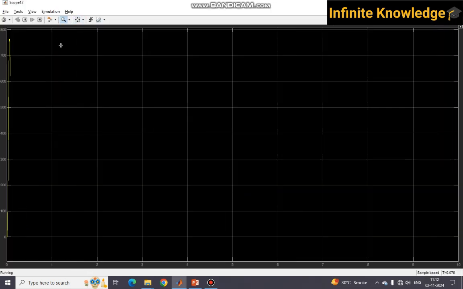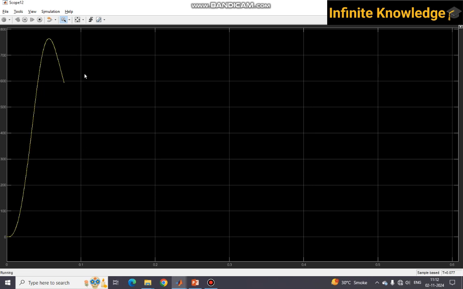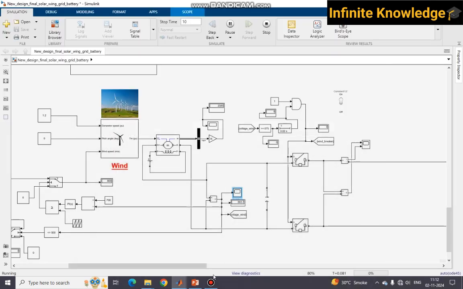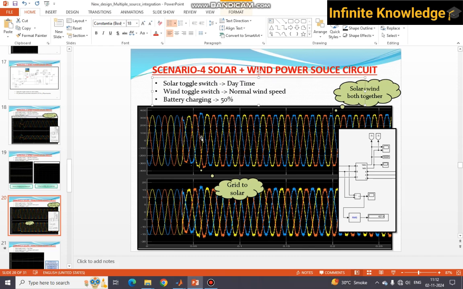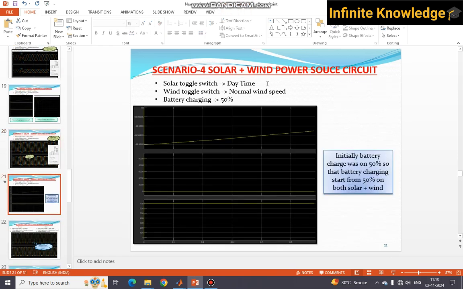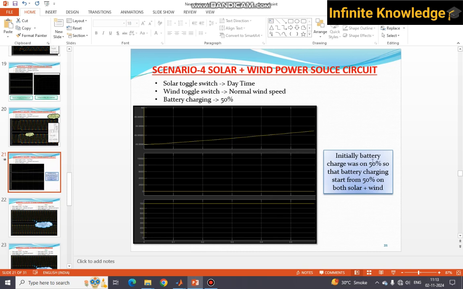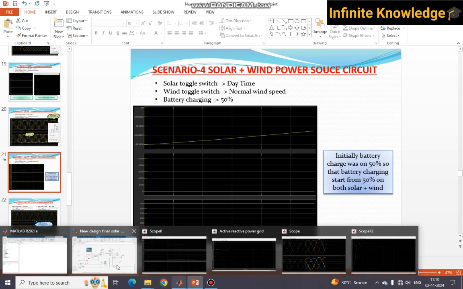This obviously takes some time to come to stable operation due to this PID tuning. After some time, you can see very clearly: initially the grid is on, then solar comes into the picture, and at this particular moment solar and wind both together supply the load, and the load voltage is 401. So this is how the fourth scenario is working. In each and every scenario the battery is charging from 50%, because initially the battery was at 50%.